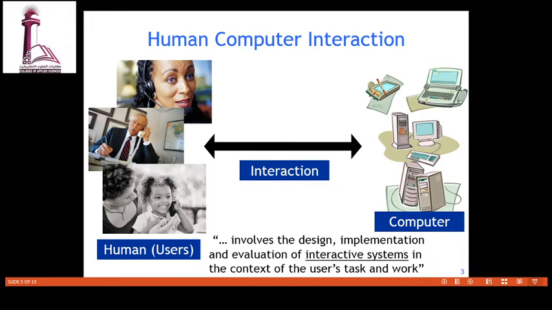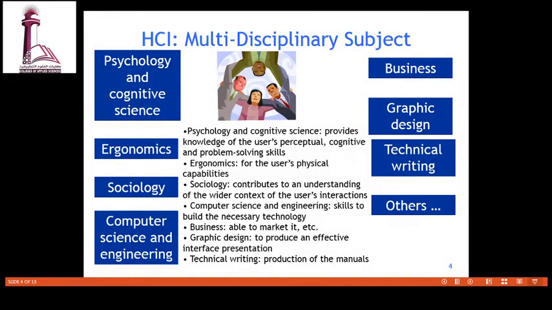So next we are going to study HCI in a little more detail. So HCI is a multidisciplinary subject. So it means that it doesn't involve only one subject, it needs multidisciplinary knowledge. Means if you want to become a HCI designer, then you should have knowledge in various subjects. So what are the subjects?